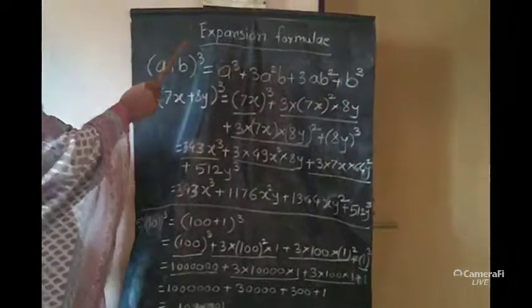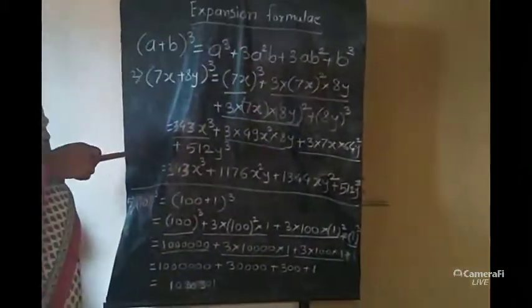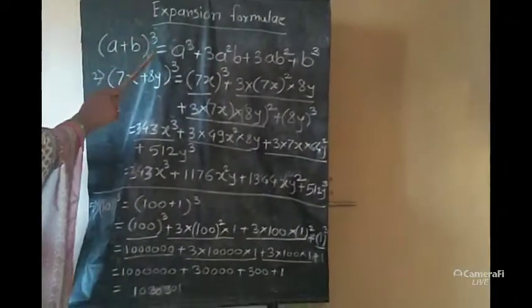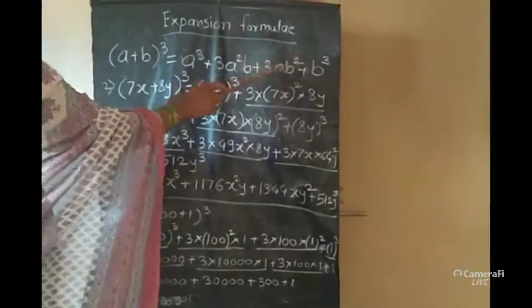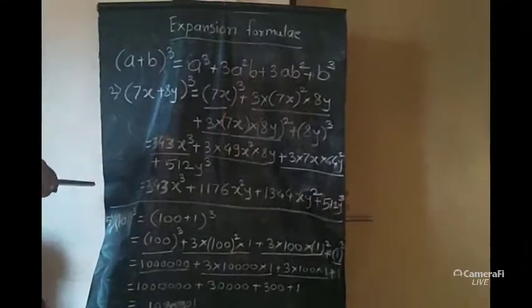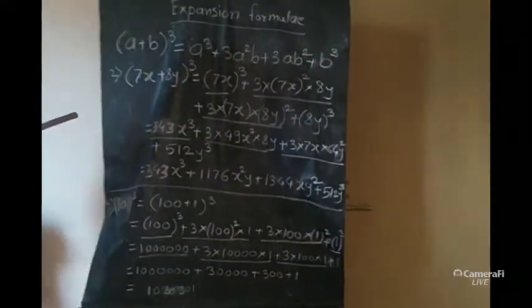In the last lecture, we started our fifth chapter, the expansion formulae. Today, we will study our next formula, that is (a + b)³ = a³ + 3a²b + 3ab² + b³. This is the expansion of this formula. We have to use this formula and solve examples from practice set 5.2.